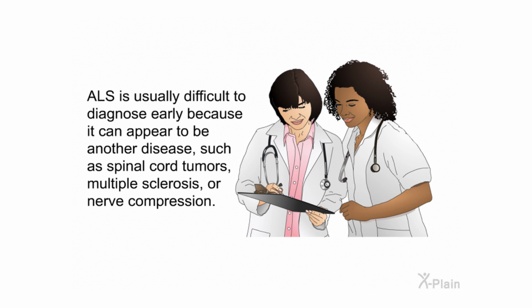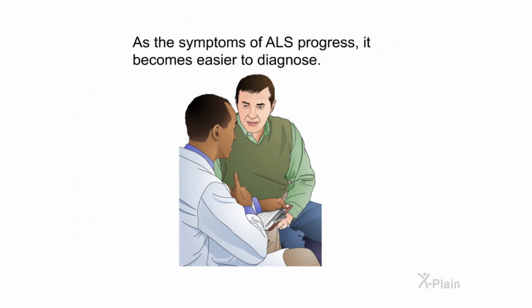ALS is usually difficult to diagnose early because it can appear to be another disease such as spinal cord tumors, multiple sclerosis, or nerve compression. As the symptoms of ALS progress, it becomes easier to diagnose.